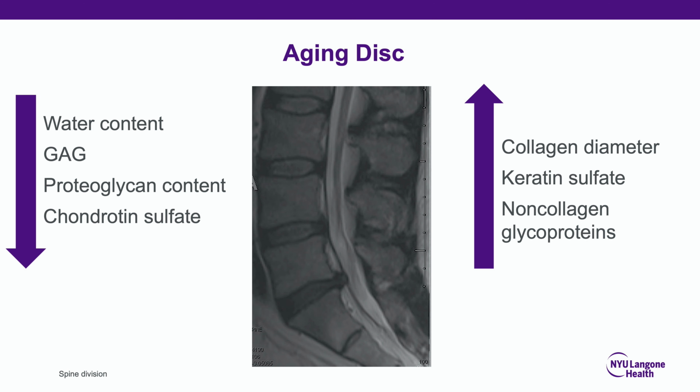The aging disc has a lower water content, a lower GAG, proteoglycan content, and a lower chondroitin sulfate content. It gets more collagen diameter, more keratan sulfate, and more non-collagen glycoproteins.